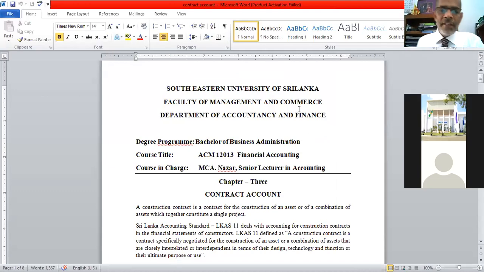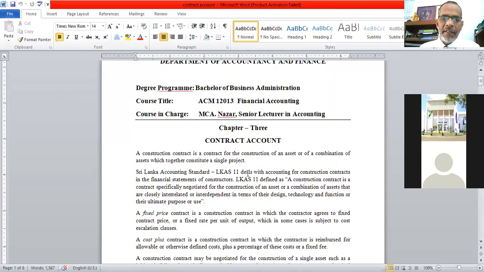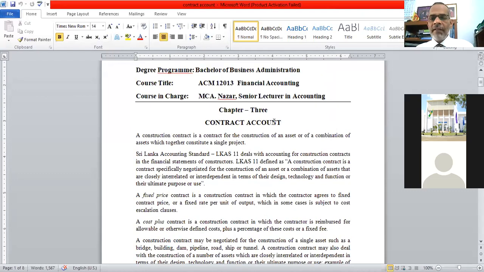We have finished the cash flow statement in the last class. Today we will look at the contract account. This is a new topic, chapter number 3, contract account. If you look at the contract account, what do you mean by the contract, or what do you mean by the construction? What is the LKAS applicable for a construction account or a contract account? How to prepare the contract account? If there is any profit or a loss from the contract account, what do we want to do?